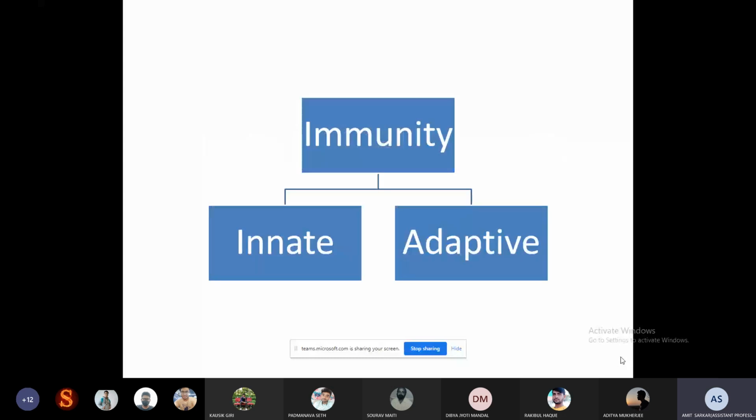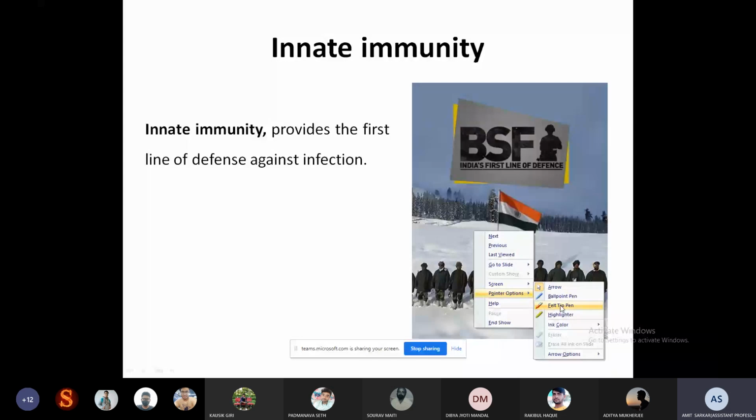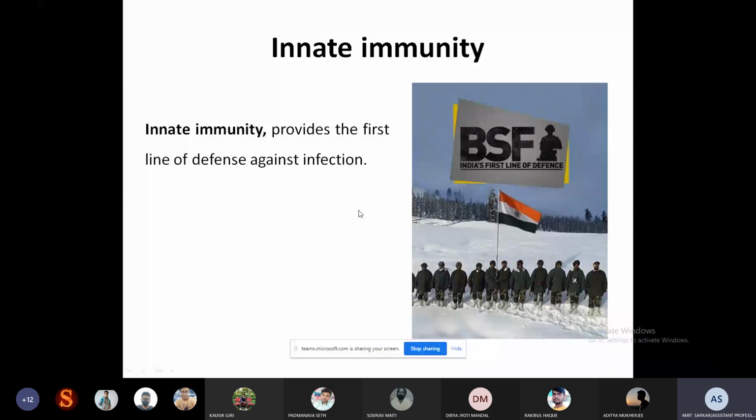Okay, so immunity could be classified into innate and adaptive. Innate immunity, we say, gives the first line of defense against infection. Although you will see later that literally that is not true, but more or less. I have given a picture over here of the Border Security Force. Our BSF is called India's first line of defense. What they do is protect our borders from the enemies.